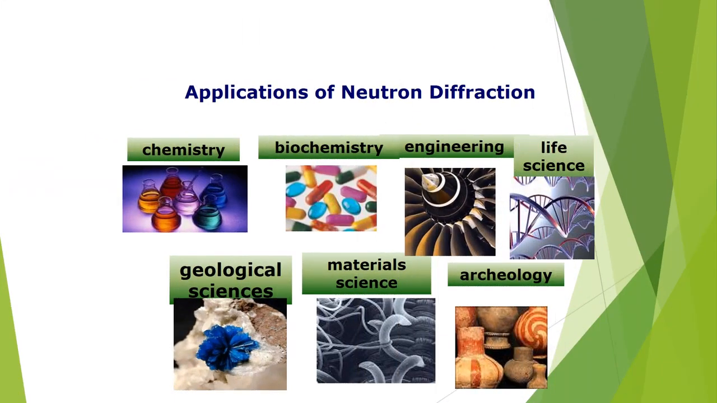Here are some applications of the neutron diffraction. This neutron diffraction can be used in chemistry. It is also used in other branches of chemistry like biochemistry. Neutron diffraction has its application in engineering, in life sciences, in geological sciences. It is also used in material science, and it has vast application in material science as well as in archaeology.